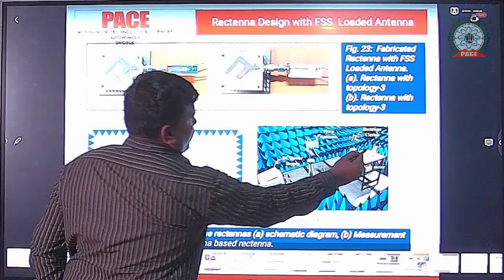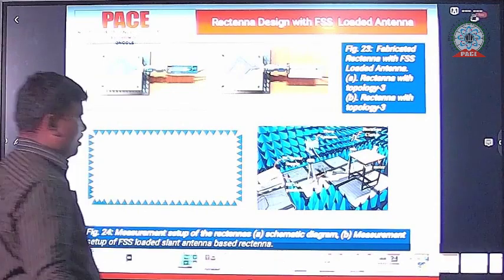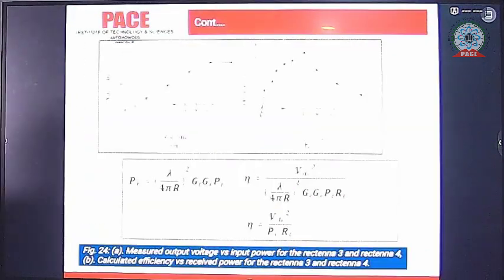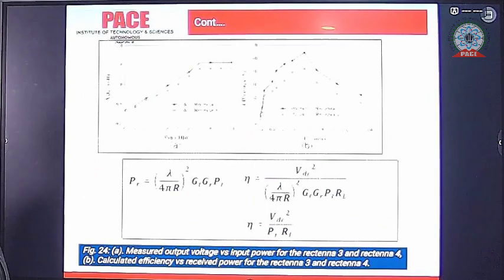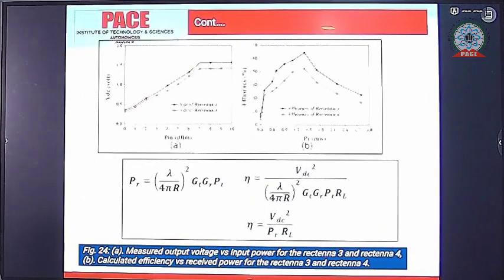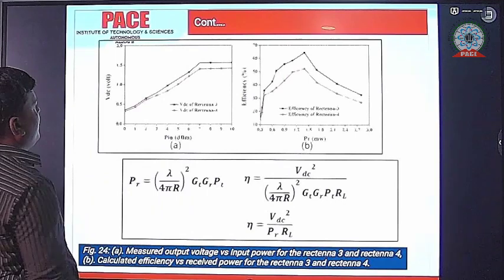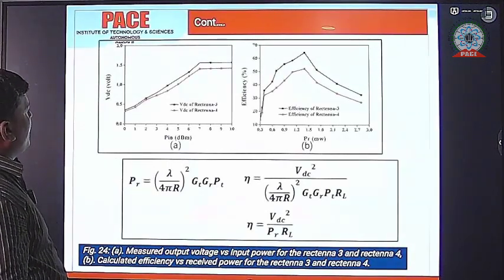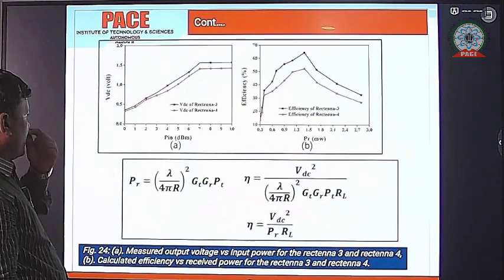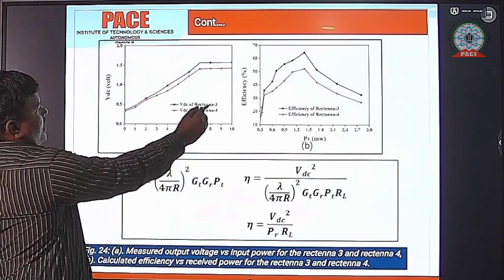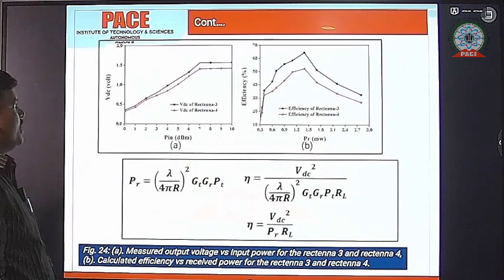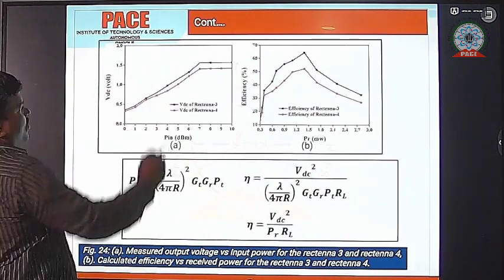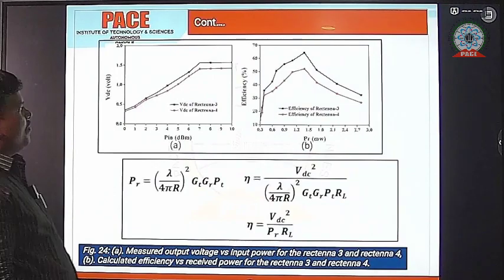In the measurement results, at input power 7 dBm, the voltage is 1.5 volts. One rectenna uses lumped element matching, and another uses microstrip matching. One gives 1.5 volts, the other about 1.4 volts. The efficiency of the rectenna is more than 65% for one, and 50% for the other. So lumped element matching gives better results in this case.